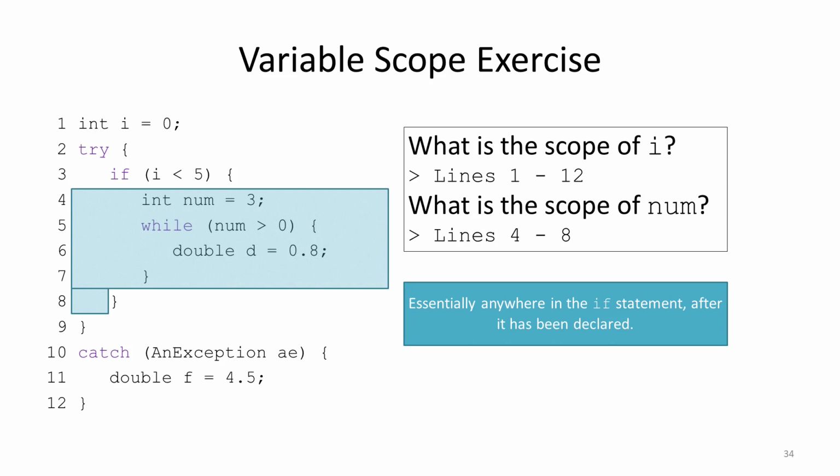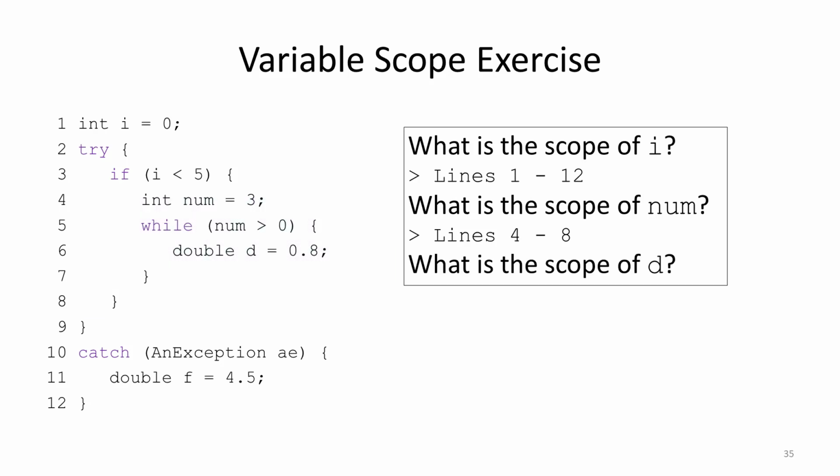Now you see that while loop? That while loop is nested in the if, so you would be able to use that variable num inside the while loop. How about this one? What is the scope of D? And by the way, these variable names aren't very meaningful. I just use them for the example. So what is the scope of D?